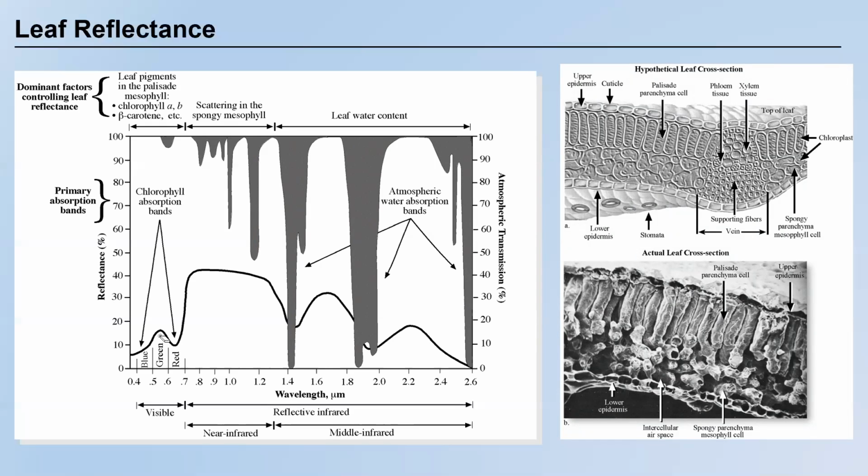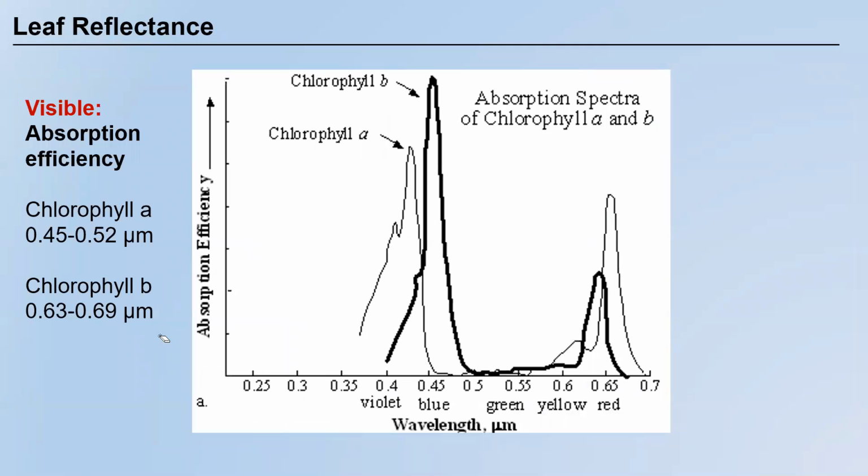Instead of that, they reflect green visible light. That's the reason why most vegetation on this planet is green, okay? That's because chlorophyll A and B reflect green light. And here, let's talk about the reflectance characteristics of vegetation within different bands.